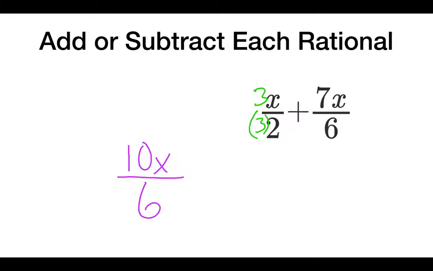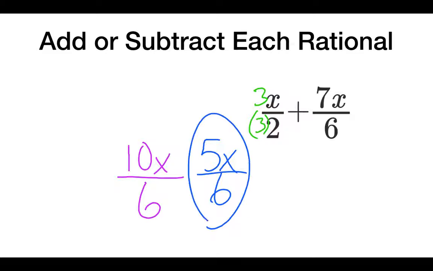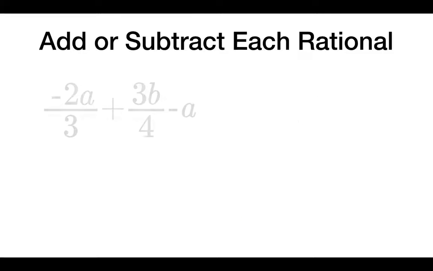which of course becomes 10x over 6. And guess what? Wait a second. I was about to say we're done, but we're not, because 10 over 6 can be simplified, meaning 5x over 6. And that, right there, is our final answer. Now let's try another one.